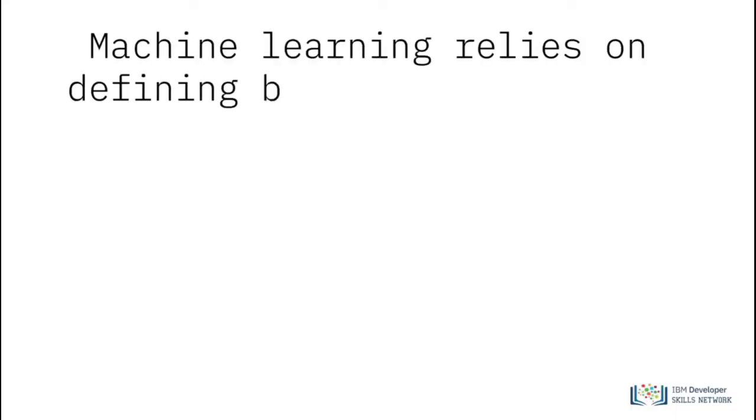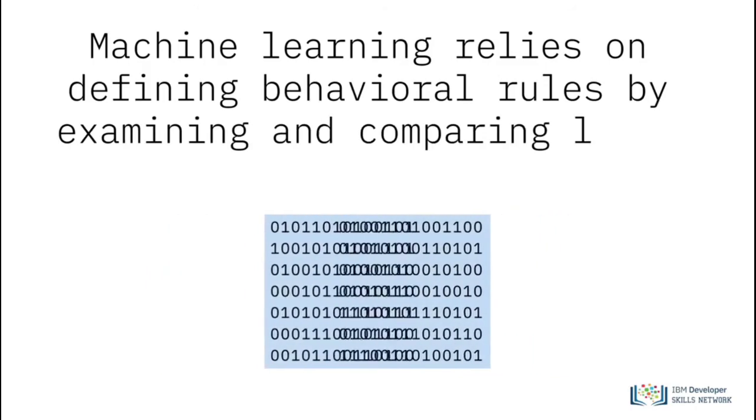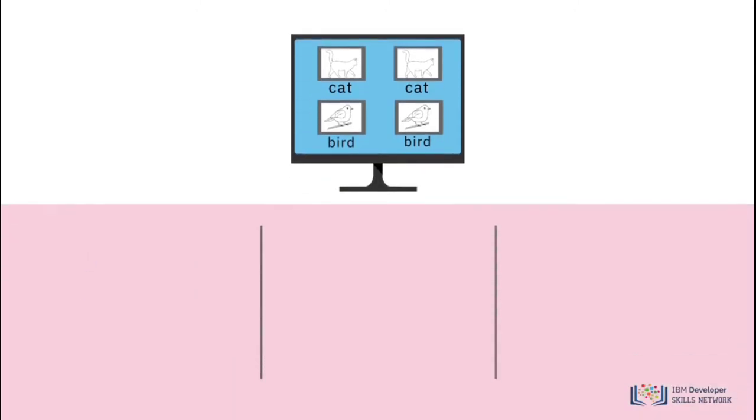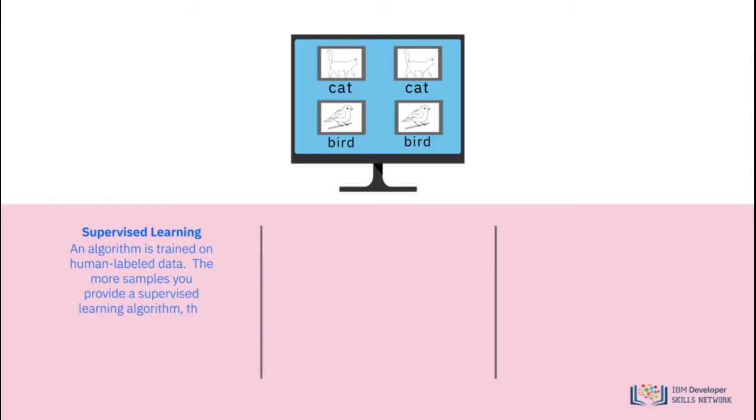Machine learning relies on defining behavioral rules by examining and comparing large data sets to find common patterns. For instance, we can provide a machine learning program with a large volume of pictures of birds and train the model to return the label bird whenever it is provided a picture of a bird. We can also create a label for cat and provide pictures of cats to train on. When the machine model is shown a picture of a cat or a bird, it will label the picture with some level of confidence. This type of machine learning is called supervised learning, where an algorithm is trained on human-labeled data. The more samples you provide a supervised learning algorithm, the more precise it becomes in classifying new data.